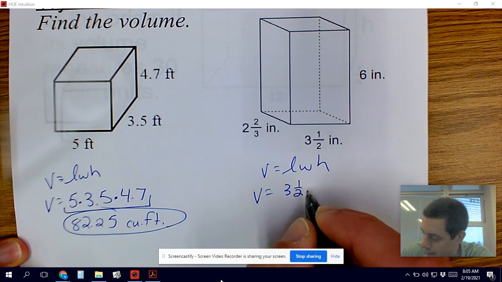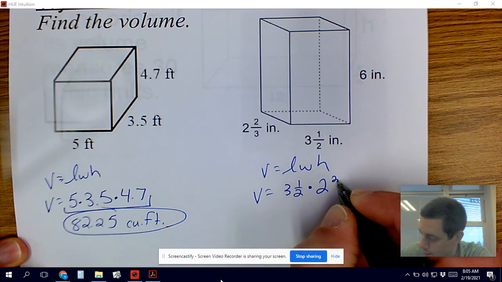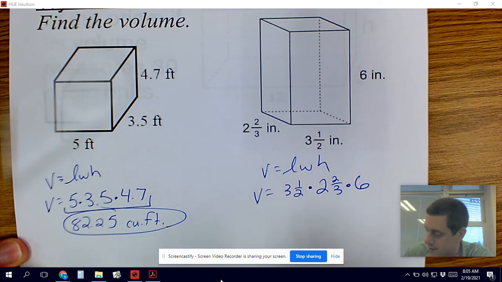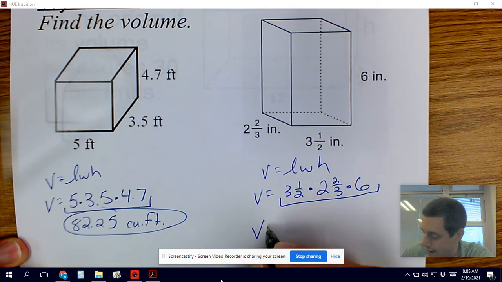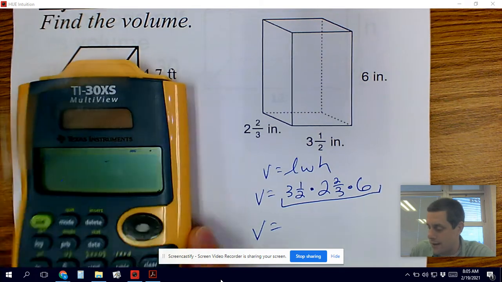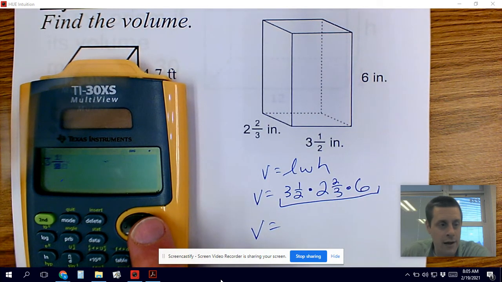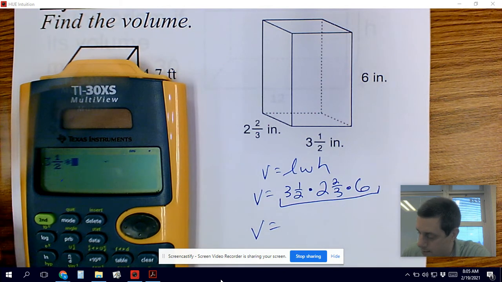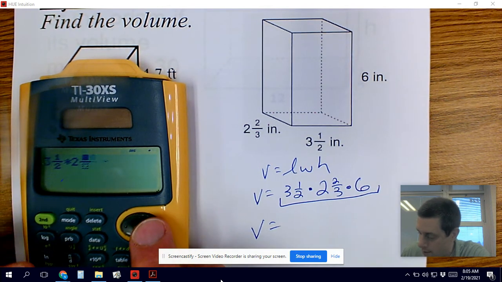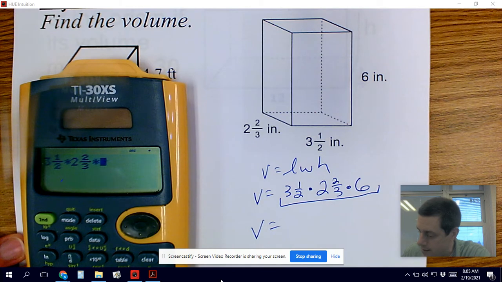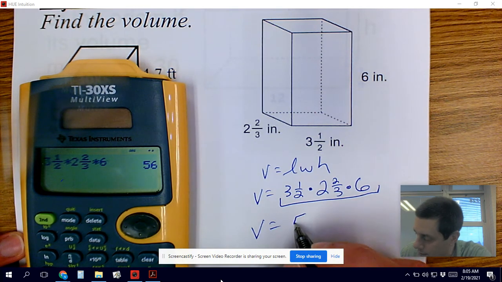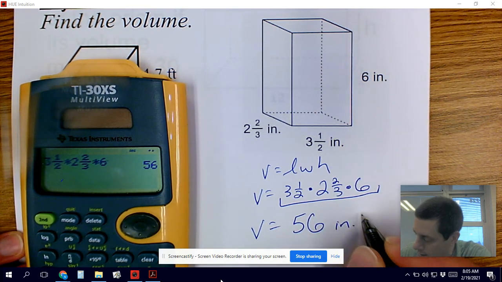3 1/2 times 2 2/3 times 6. I'm going to go ahead and complete that multiplication on my calculator. 3 1/2 times 2 2/3 times 6. We get a volume of 56 cubic inches.